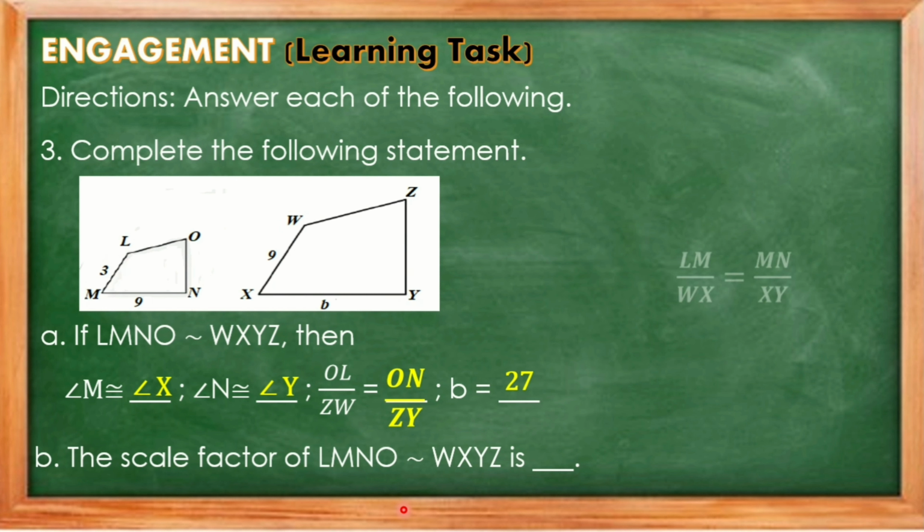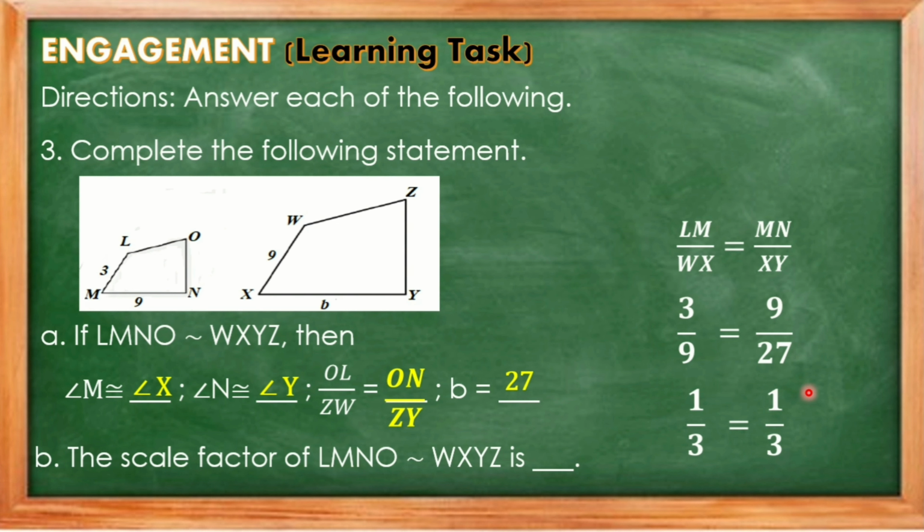So, we have LM, dito sa small quadrilateral, over yung corresponding sides niya na WX is equals to MN over XY. Isa-substitute lang natin yung mga given nila. So, yung LM is 3, yung WX natin ay 9, then yung MN is 9, and then yung kaninang sinolve natin, yung value ng XY, ito nga ay 27. To find the scale factor, ilo-lowest term lang natin yan. So, 3 over 9, that is 1/3, kasi ang GCF niya ay 3, so 3 divided by 3 is 1, and 9 divided by 3 is 3, ganun din dito.